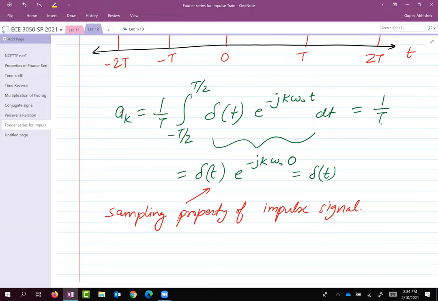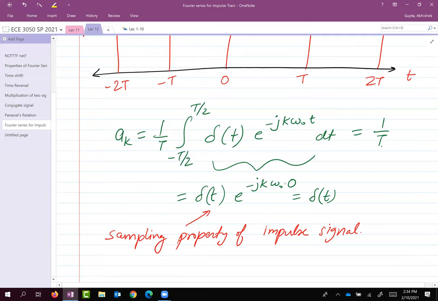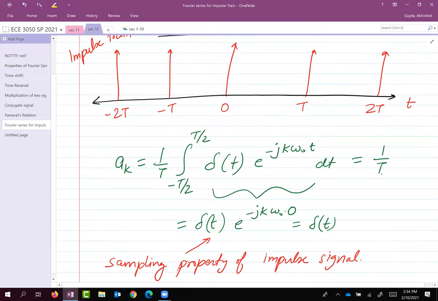Okay, so in the impulse train, as you can see, all the harmonics of the periodic signal have the same strength. So a_k is equal to 1 over T for all k. This is true for all k.